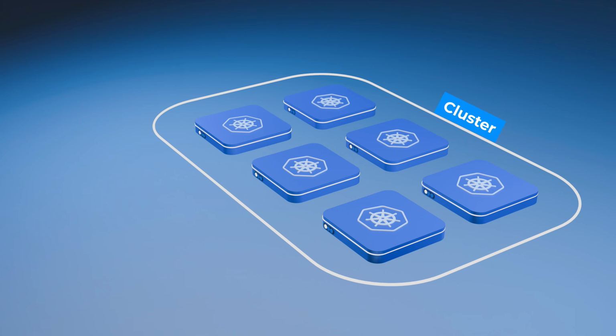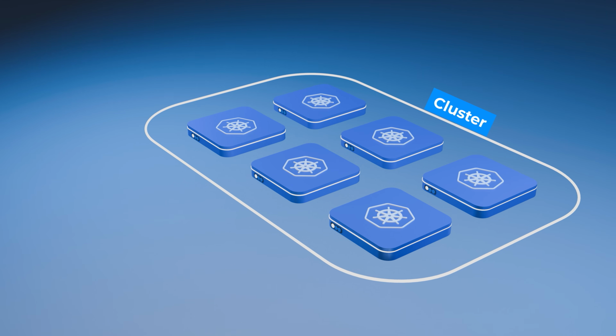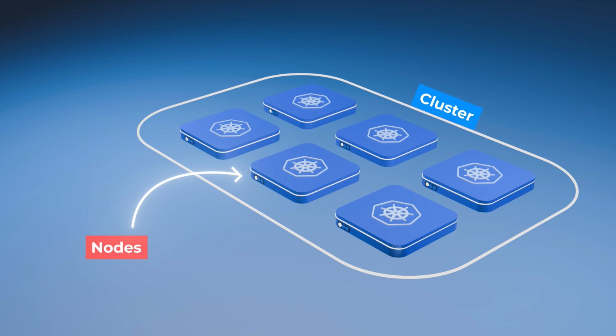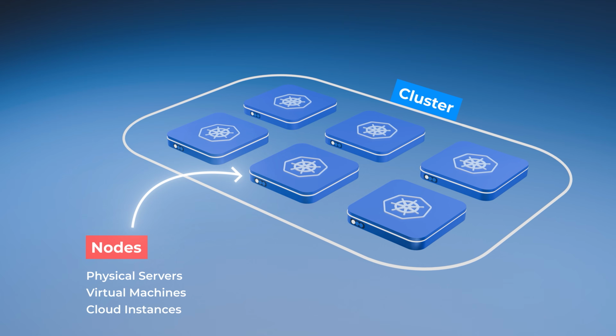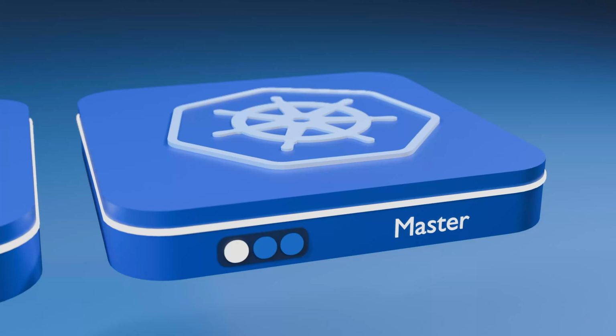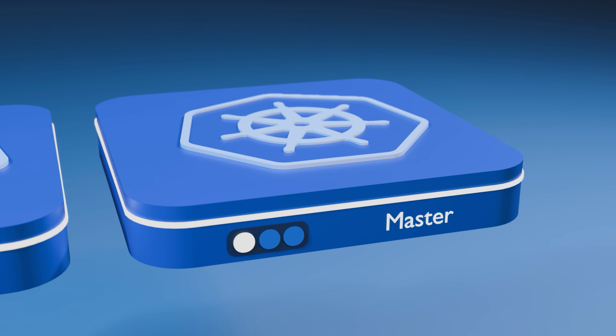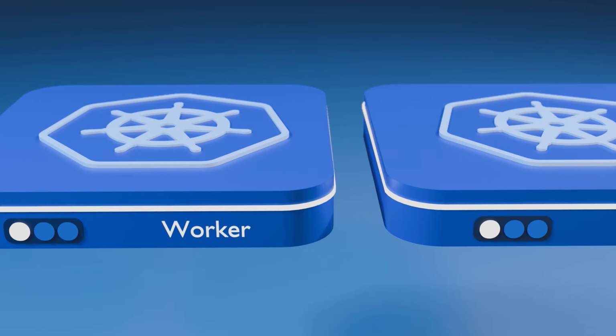A Kubernetes cluster is a group of machines working together. These machines are called nodes. They can be physical servers, virtual machines, or cloud instances. There are 2 types of nodes: master nodes, also known as control plane nodes, and worker nodes.